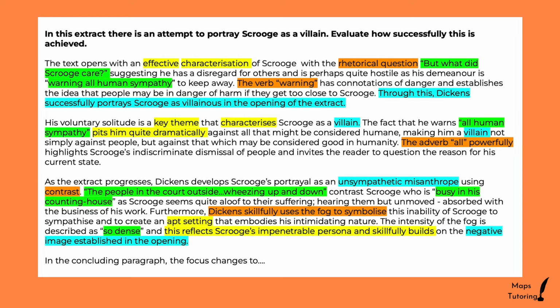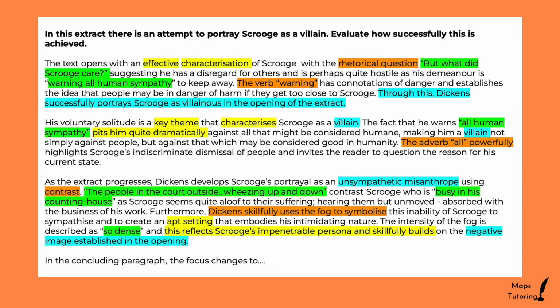His voluntary solitude is a key theme that characterizes Scrooge as a villain. The fact that he warns all human sympathy pits him quite dramatically against all that might be considered humane, making him a villain not simply against people, but against that which may be considered good in humanity. The adverb "all" powerfully highlights Scrooge's indiscriminate dismissal of people and invites the reader to question the reason for his current state. As the extract progresses, Dickens develops Scrooge's portrayal as an unsympathetic misanthrope using contrast.